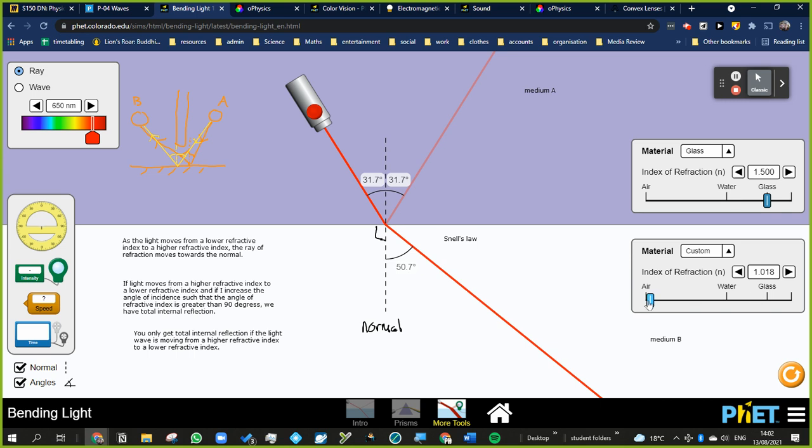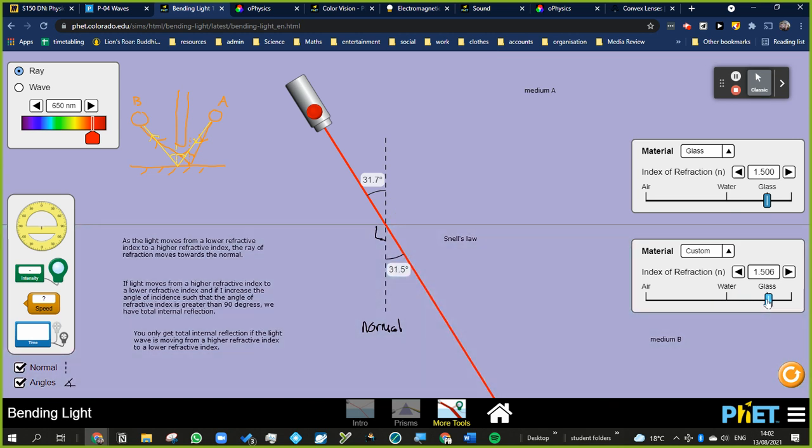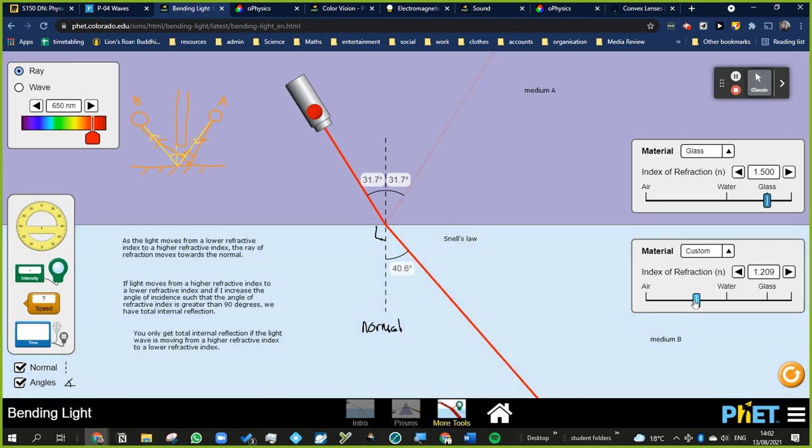That makes sense, right? If the two refractive indices are close to each other, then we're going to have little or no refraction. If they're further away, then we're going to have some refraction. Air to glass, we're going to have a lot of refraction. Glass to glass, we're going to have no refraction, and water to glass, we're going to have less refraction than air to glass, because they're closer together. So there is a way of calculating that using Snell's law.